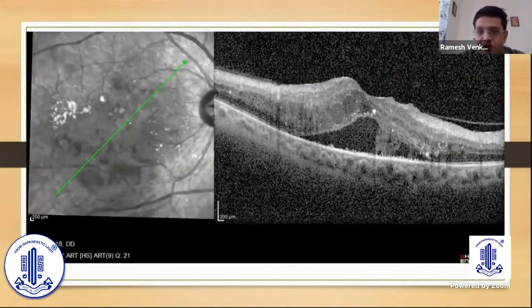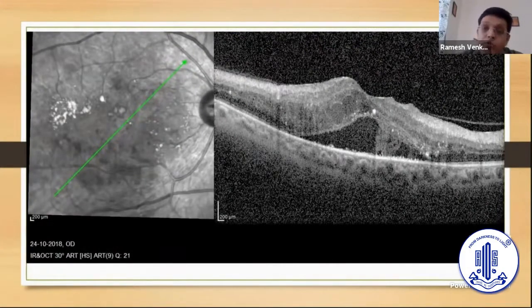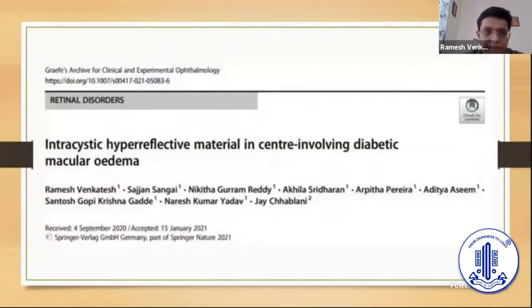This kind of hyperreflective material, which we found in the intraretinal layers, can also be found in the subretinal layers within the subretinal fluid as well. And we published a recent paper where we described the intraretinal hyperreflective material in center involving diabetic macular edema as one of the poor prognosticating signs in diabetic retinopathy or DME.